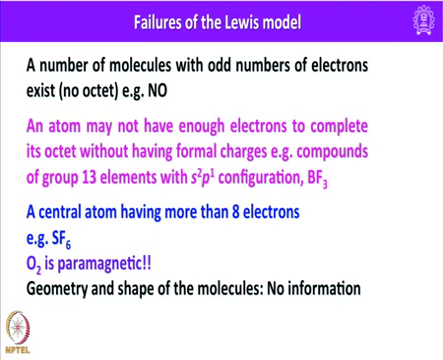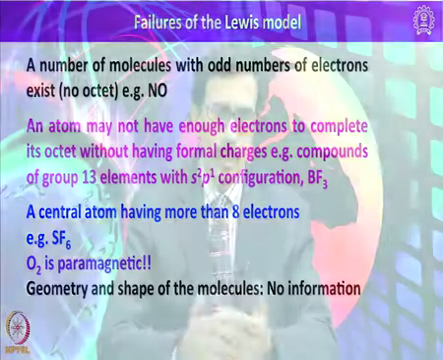Another problem with the Lewis model is when it exceeds 8 electrons. For example, if we consider the molecule SF6, we have 12 electrons, and the Lewis dot structure cannot explain how we can arrange these 12 electrons surrounding the sulfur atom. Another important failure is predicting the magnetic nature of the oxygen molecule. The oxygen molecule is paramagnetic, whereas the Lewis dot structure, if you write it, is going to be diamagnetic. Besides all these limitations, the geometry and shape of molecules cannot be explained using the Lewis dot structure.